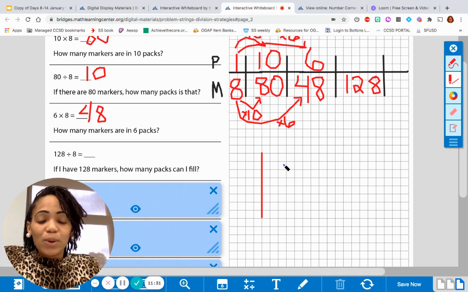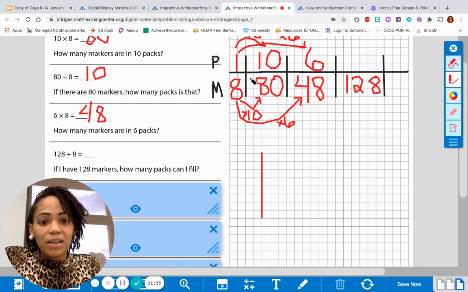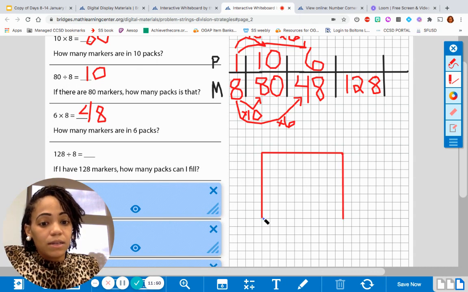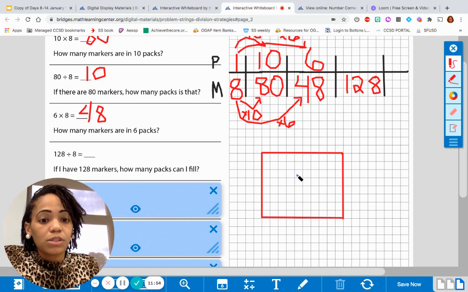Okay? What do I know already from our ratio table? I already know 8 times 10. So maybe I can go ahead and fill out my times 10, which is here. And I know I'm not done yet, right? Because 8 times 10 is only 80. So in this space right here that I've drawn so far, I have 80.